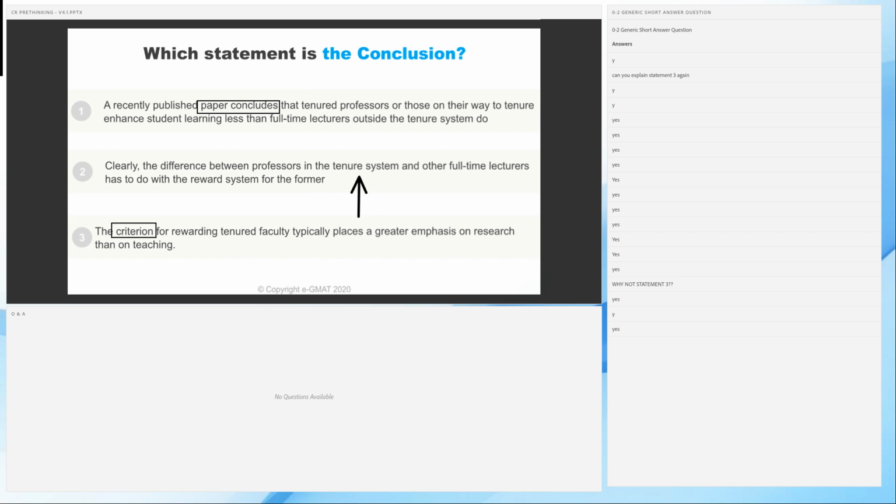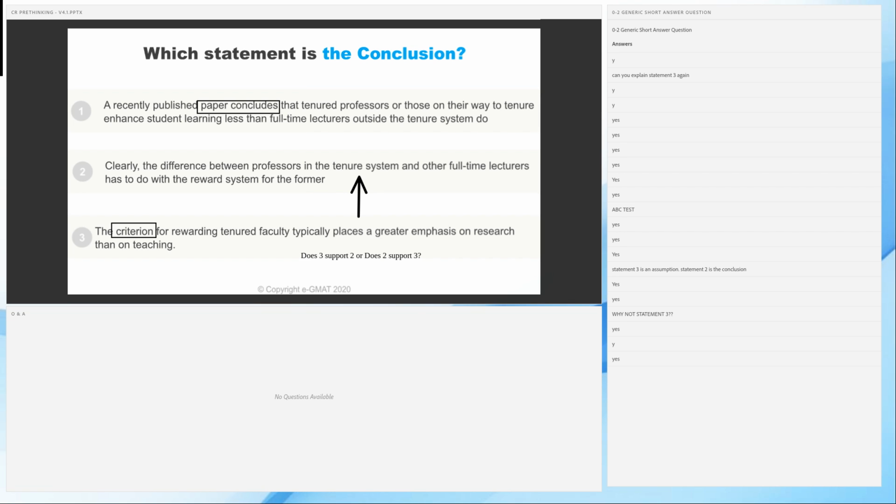Yeah, I can explain statement 3 again. So why is statement 3 written? Does statement 3 support statement 2? So I'm going to just say, type it out. Which one's true? Does 3 support 2, or does 2 support 3? ABC test. It's the same one, yes.